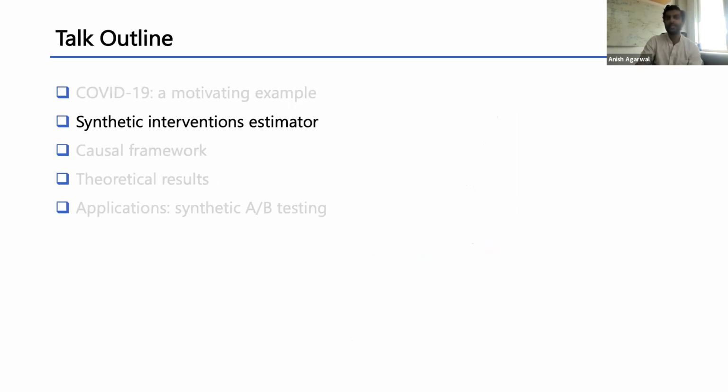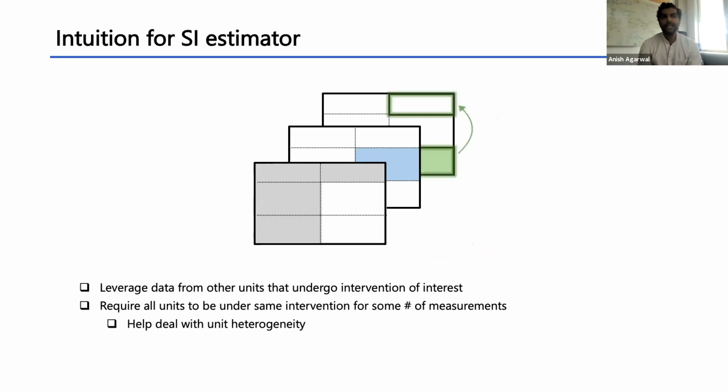So now I'll actually go through the synthetic interventions estimator, and afterwards I'll explain when and why it works. So the key intuition for the SI estimator is that if you want to estimate, let's say for the US, what happens to it under the green intervention, you somehow want to leverage data for the other countries that actually went through the intervention of interest. Now, the problem is all these various countries are heterogeneous, and that is why you require all the units to be under the same intervention for some number of measurements. And having that amount of common measurements under the same intervention is what helps us deal with the unit heterogeneity.